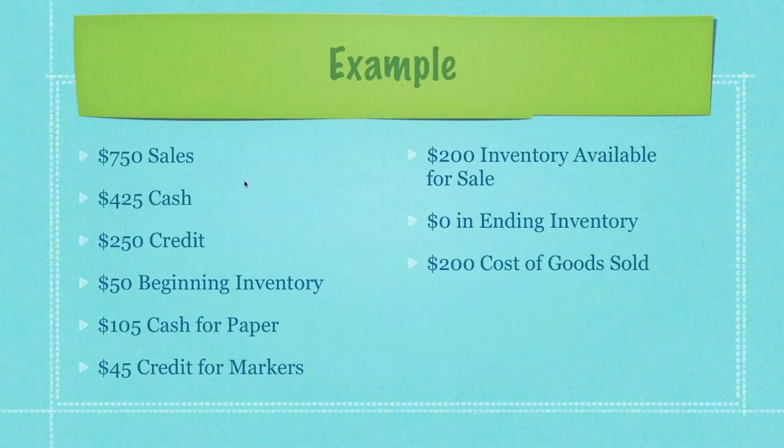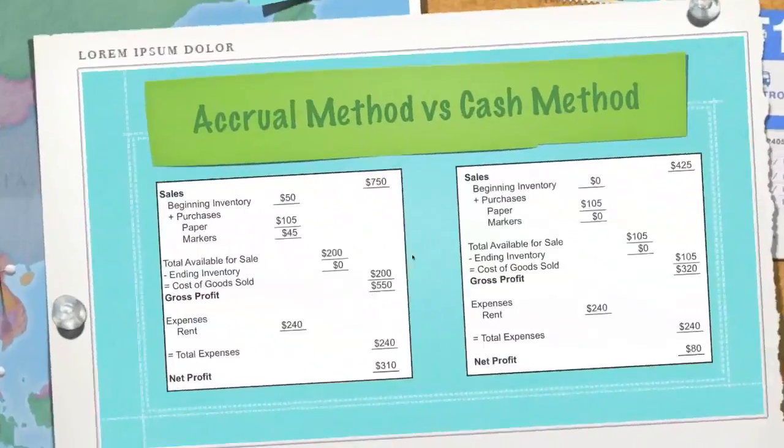And here I'm going to give you a very specific example. We're going to sell $750 worth of total product, $425 of which is going to be made up of cash, $250 is made up of credit. I'm going to give you a beginning inventory of $50, and we're going to buy $150 of supplies, enough to create 150 caricatures here, which is going to give us a total of $200 of inventory available for sale. We're going to sell out, meaning our ending inventory is going to be 0, and our total cost of goods sold is going to be $200. And this is what it looks like.